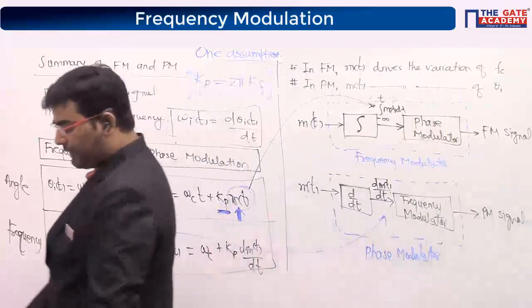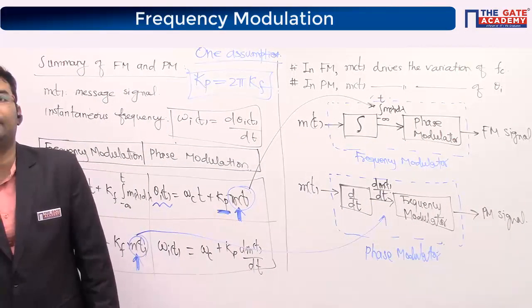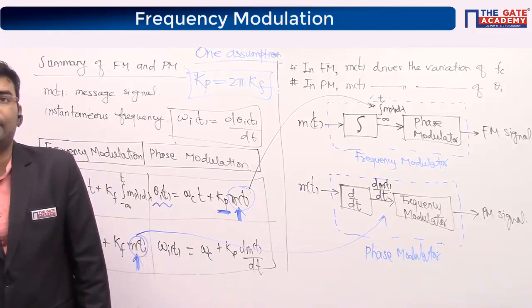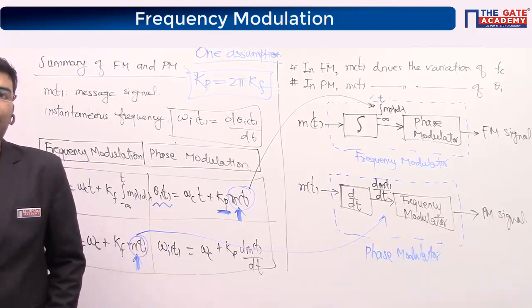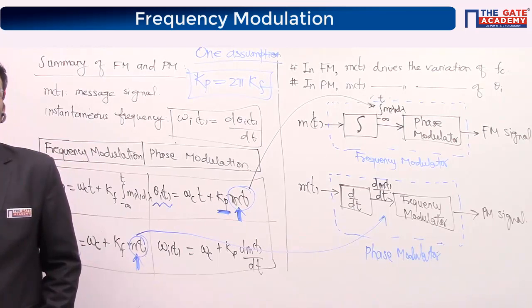Yes, m of t has to be an energy signal, it has to be integrable, otherwise it will not hold. That is 100% correct. I don't think that we even have to tell this. K p is equal to 1 for FM through phase? No. So now you understand the answer, so we are clear.